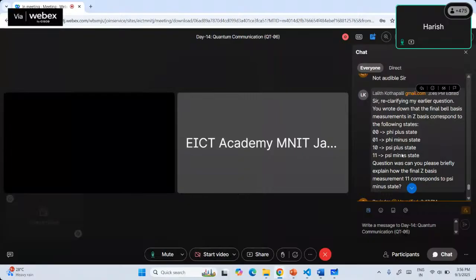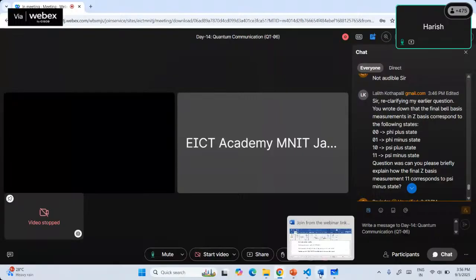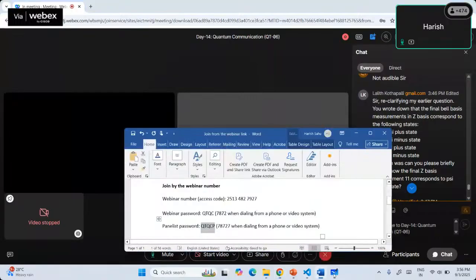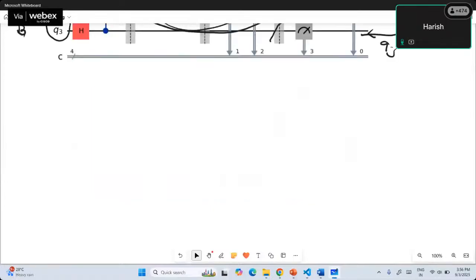And also, if you recall one thing, yeah, the derivation we do not have time for, but one thing is there. If you remember, if you want to create a state like psi minus, then you use this kind of circuit.